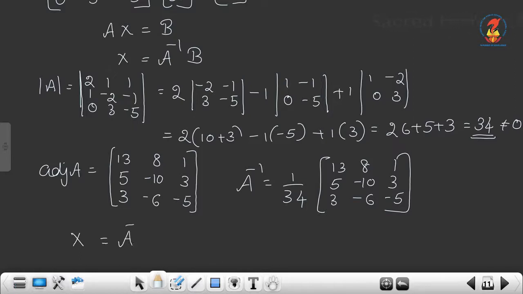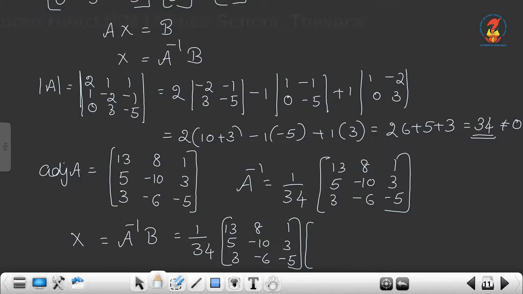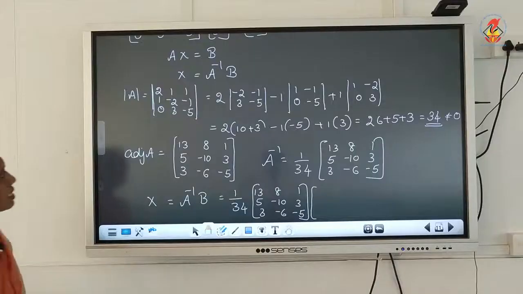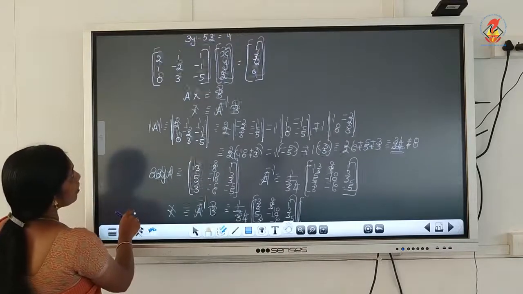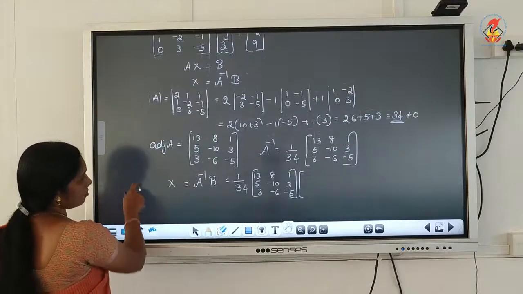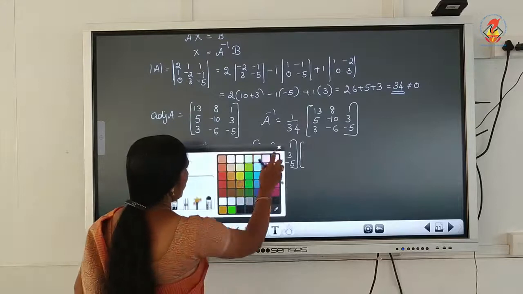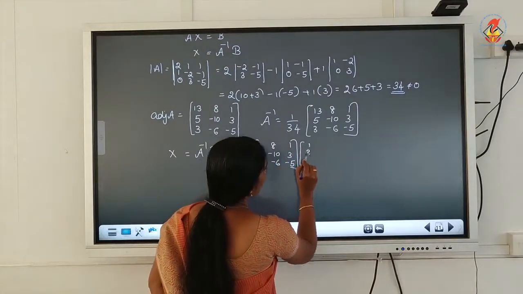X is equal to A inverse into B. 1 by 34 of 13, 8, 1, 5 minus 10, 3, 3 minus 6 minus 5 into the next column matrix. What is the column matrix? Sorry, B is equal to 1, 3 by 2, 9.